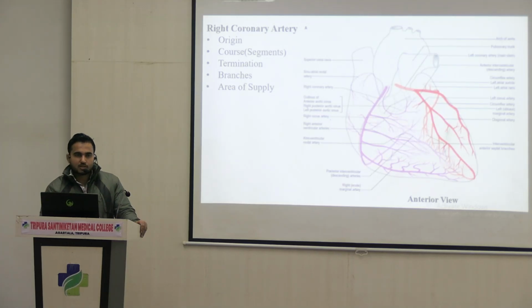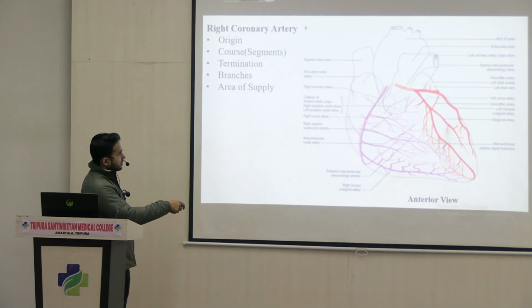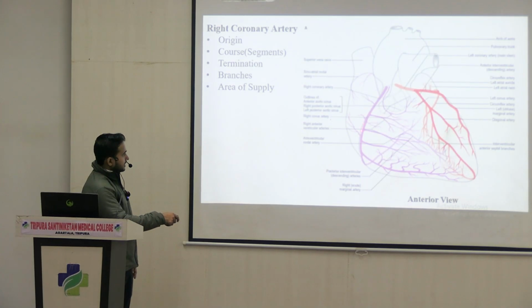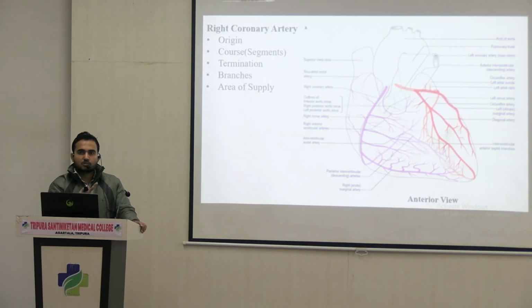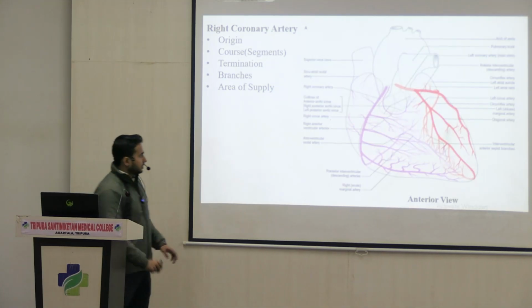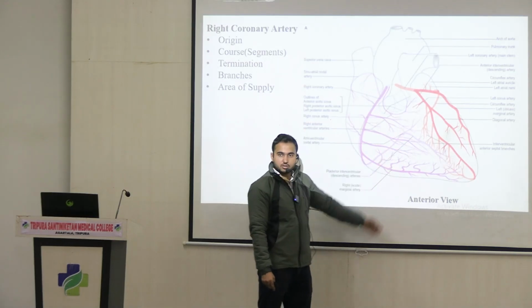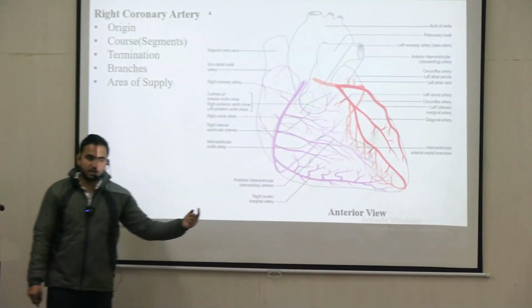Then it runs downwards in the right coronary sulcus. After that you can see it is going downwards into the right coronary sulcus. Now at the junction of the right and the inferior border of the heart, you can see it is extending downwards into the right coronary sulcus up to the right border and inferior border of the heart. After that, it will wind around the inferior border and then it will go into the diaphragmatic surface of the heart. As you can see, it is winding around the inferior border and then it is going posteriorly. So that is also the course.